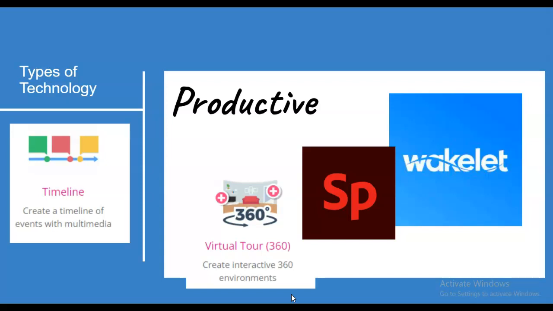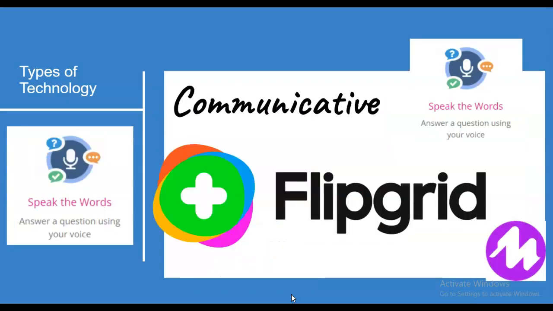A productive is an efficient way to demonstrate the learning has happened. This is where students create artifacts for their learning. They could be creating timelines, virtual tours. Communicative technologies are everywhere. Examples of communicative technologies are Google Meet, Zoom, Note, Flipgrid. This is where students are able to communicate with their colleagues, their peers, their family on their learning.